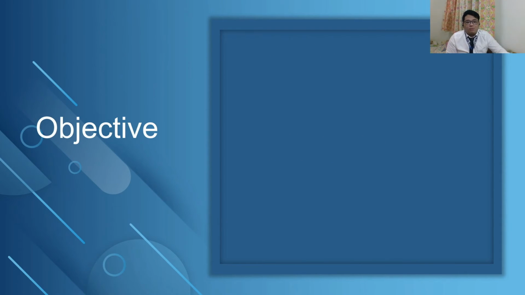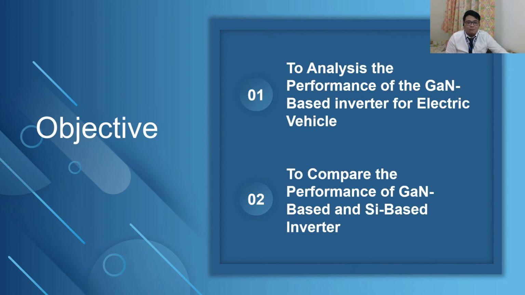Next is the objective of the project. There are two objectives in this project. The first objective is to analyze the performance of the gallium nitride based inverter for electrical vehicle. And next, to compare the performance of gallium nitride based and silicon based inverters.